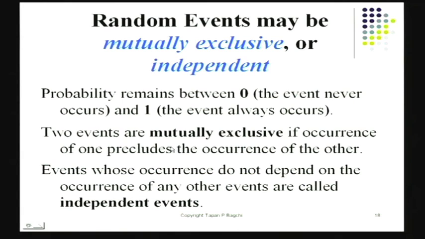Okay, now let's take a look at mutual exclusiveness. Two events are said to be mutually exclusive if the occurrence of one precludes, that means prevents, the occurrence of the other. In the coin toss situation, the events are either a head or a tail. So either I have a head or I have a tail. These two events are mutually exclusive. If one occurs, the other will not occur.